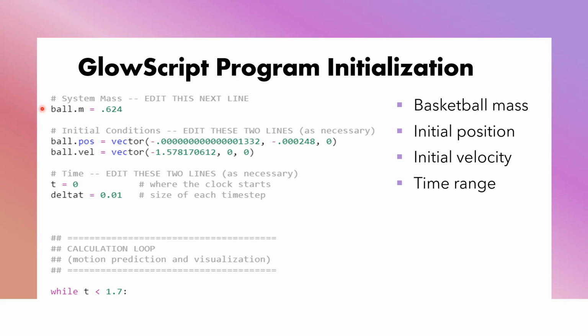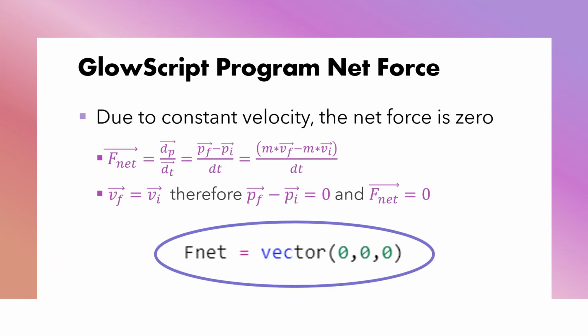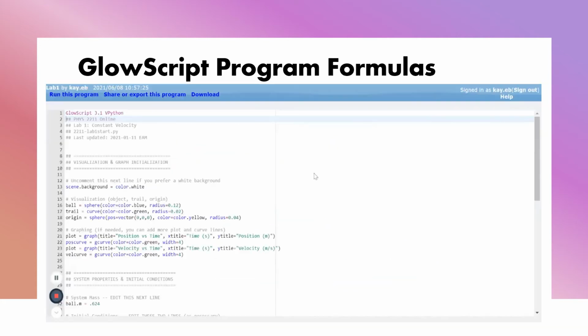To initialize my GlowScript program, I input the basketball's mass, the initial position, the initial velocity, and the change in time from my Tracker program. I input net force to be the zero vector due to there being no net force on the system. This is proven because there's constant velocity, so the initial velocity is equal to the final velocity, deeming the change in momentum to be zero. Since net force is equal to the change in momentum over change in time, then the net force is equal to zero, which I accounted for in the GlowScript program through this line of code circled below.